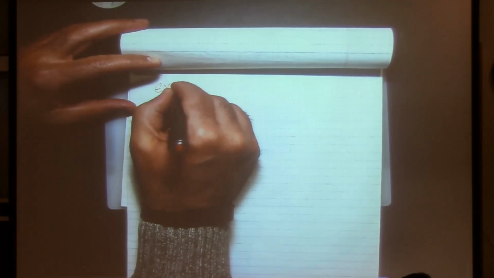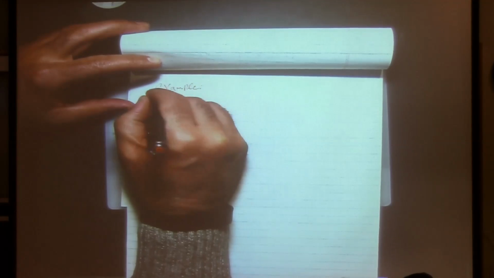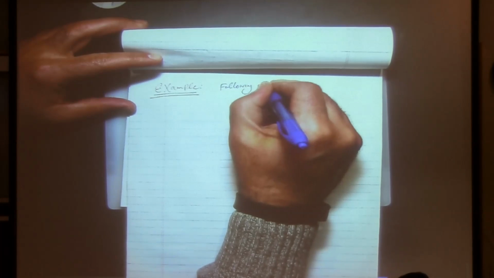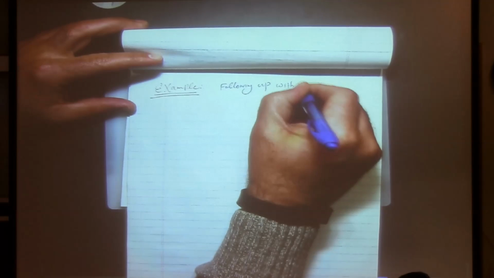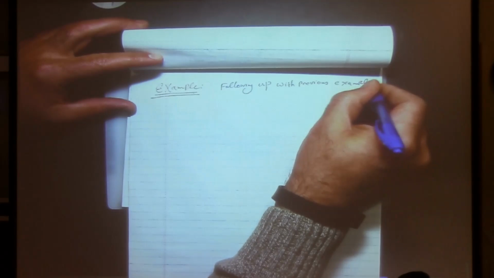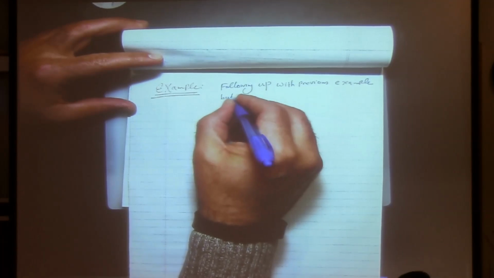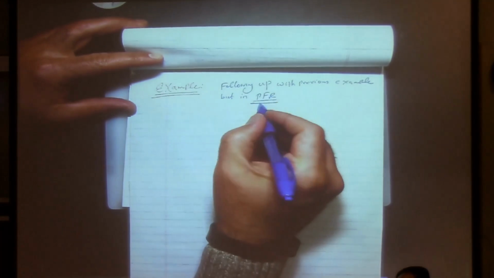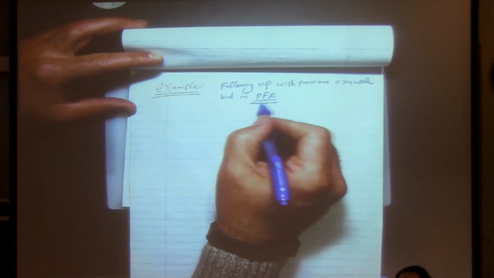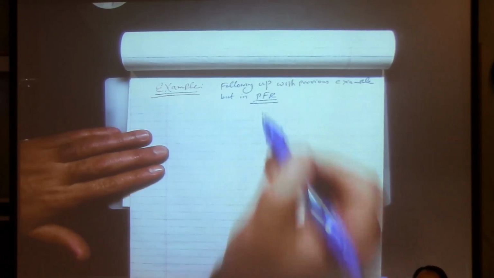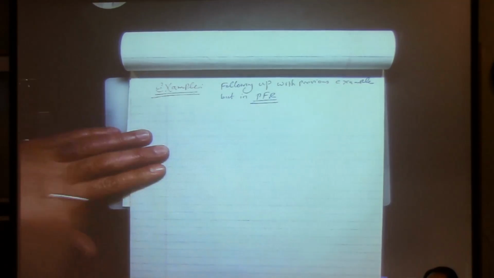So, example. Following up with the previous example, but in a plug flow reactor. The previous example was in a CSTR, so it's exactly the same data, but this time in a plug flow reactor. Okay? So I'm using the same data. I'm not going to put it here, so just look at your notes.